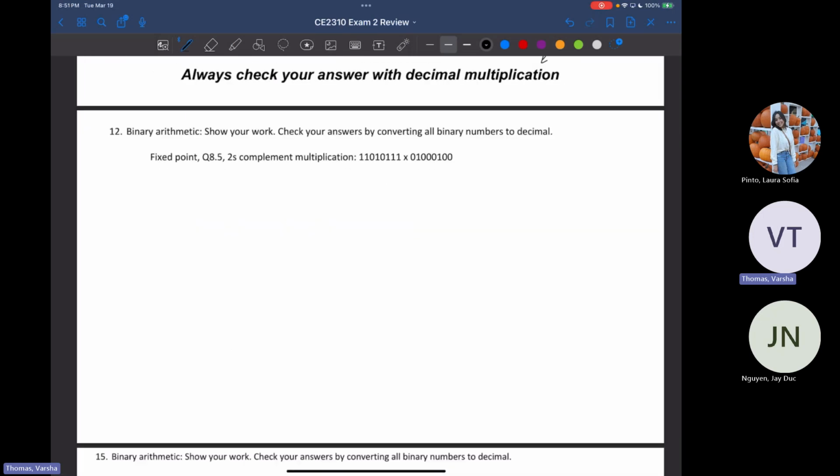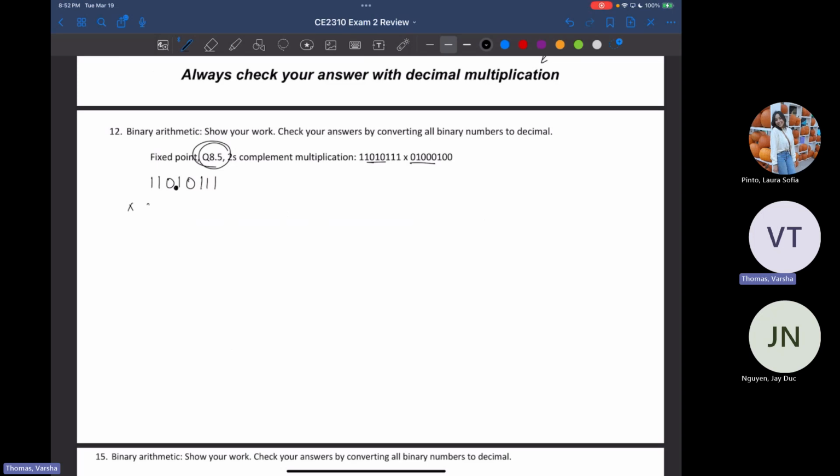Okay, so for this example, it's given you two binary numbers, and it also tells you that these are represented in fixed point notation, Q 8.5. So the first thing we're going to do is write this down, 1101 0111. So Q 8.5 means I have 5 decimal places. So that's 1, 2, 3, 4, 5. I'm going to put my decimal over here.